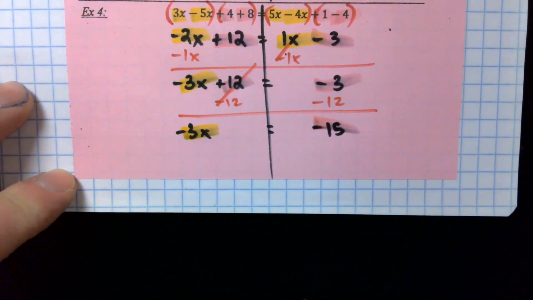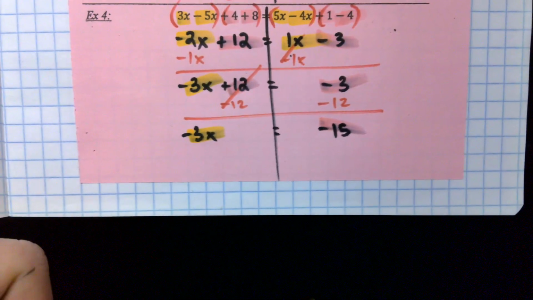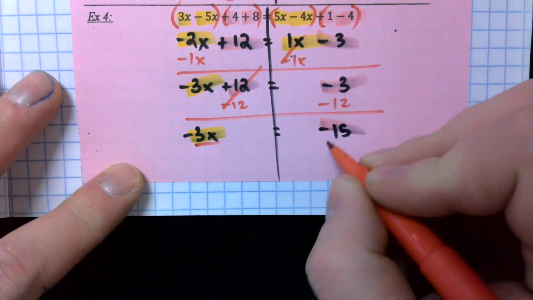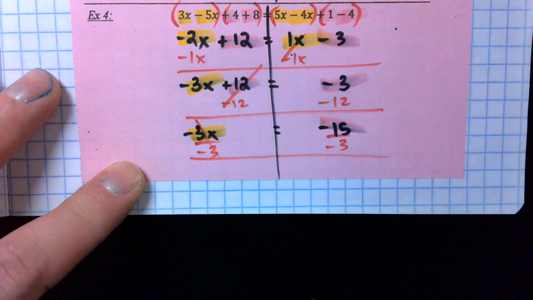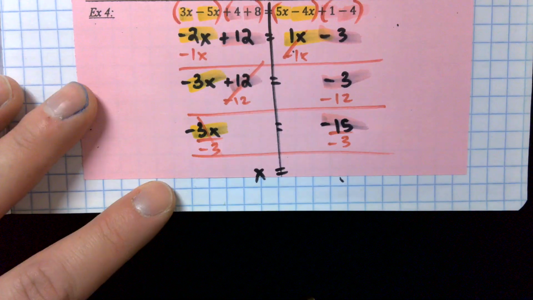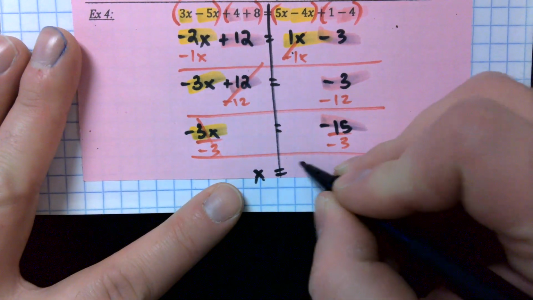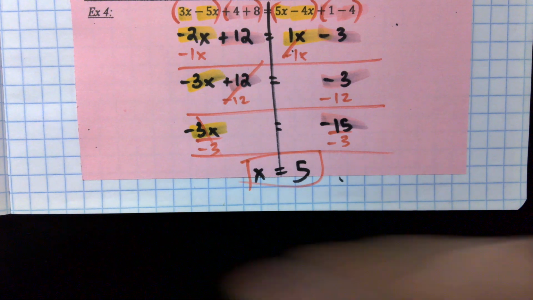One yellow term on the left, one pink term on the right. That's what I want to see before my last step, which is divide. What am I dividing this equation by? Negative 3. Two negatives. What do those make? Positive. How many times does 3 go into 15? 5 times. And I get x equals positive 5.